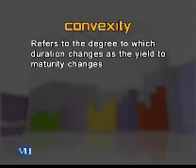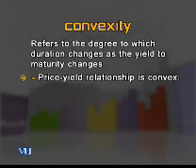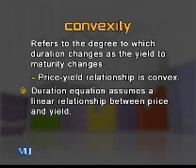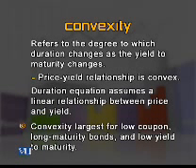Yahan pe humne ek aur term use ki thi, convexity. Aur jab hum yield to maturity ki baat kar rahe the, to humne understand kiya tha, there is a price yield relationship which is convex. So it refers to the degree to which duration changes as the yield to maturity changes. So jaise jaise ki durations change honge, is tarah yield bhi change hoga, fir aapki line hai wo convex ho jayegi. So price yield relationship is convex. Duration equation assumes a linear relationship between price and yield. Ye humne convexity ka discuss kiya tha issue in our previous lecture, and convexity is largest for low coupon, long maturity bonds and low yield to maturity. This is the relationship between convexity and price to yield.